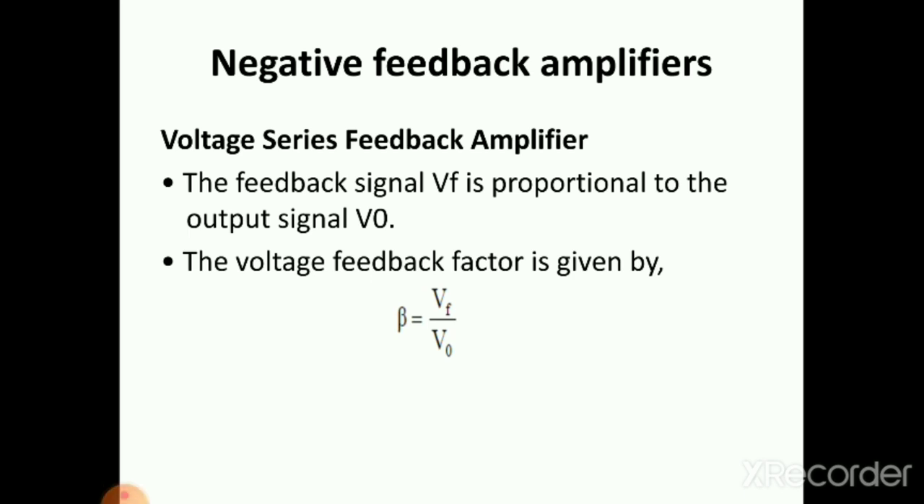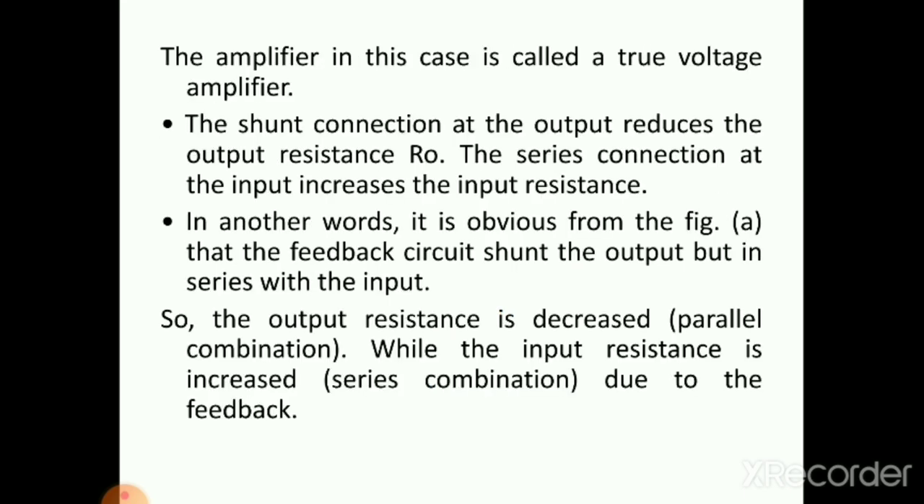If you see the voltage series feedback amplifier, the feedback signal VF is proportional to the output signal V out. The voltage feedback factor is given by beta is equal to VF by V output. The amplifier in this case is called a true voltage amplifier. The shunt connection at the output reduces the output resistance, and the series connection at the input increases the input resistance.